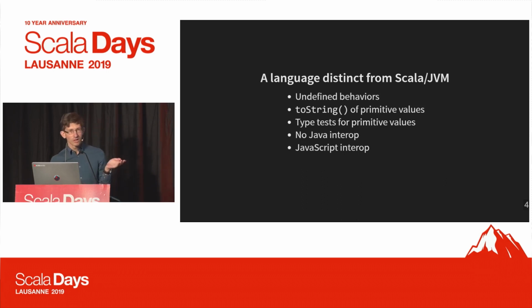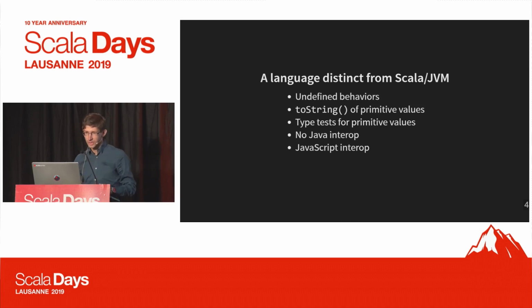The toString call of primitive values is not quite the same. The type test as well. But those are details in the grand scheme of things, and especially for today, what is relevant is there is no Java interop, of course, but there is JavaScript interop. And that's actually a big part of what Scala.js as a language is. You can't just compile Scala to JavaScript and call it a day. That's the easy part. And when I say easy, I truly mean it. I did that in 2 weeks, I think. And then it took me 6 years to get to where we are now.